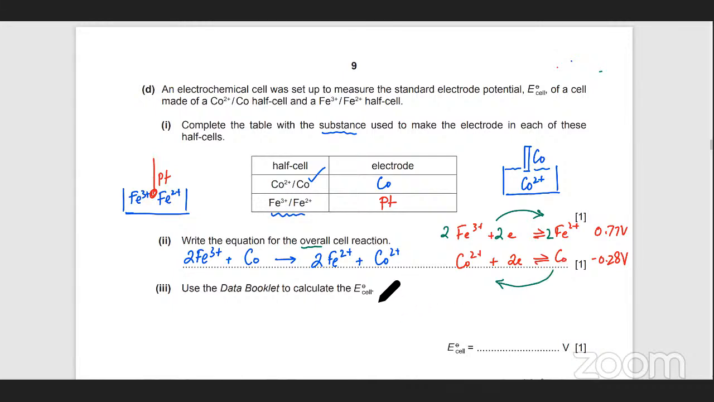And then the next part is he's asking you to calculate the E0 cell. The E0 cell is going to be higher potential minus lower potential. It's going to be 0.77 minus the other one, minus 0.28. So just like physics, you have higher potential minus lower potential, or you can call this reduction potential minus oxidation potential. So what is the value you're getting, Sarah? What's the value? 1.05, because this one is 1.05 volts.